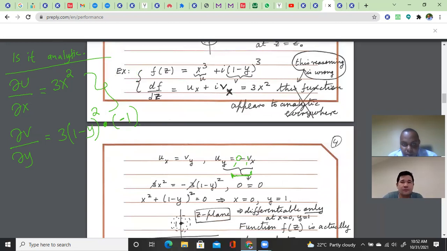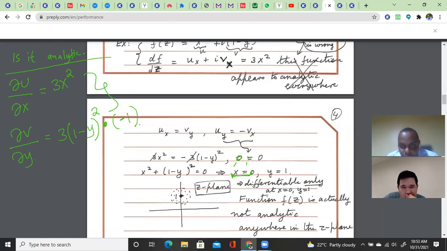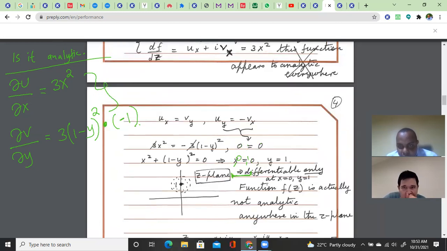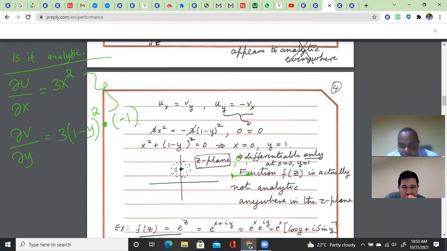So he got, did he look for his u_x? u_x equals v_y. So those are the conditions. And then he looked for the points where the two functions are going to be analytic. So f of z is actually not analytic anywhere in the z plane.